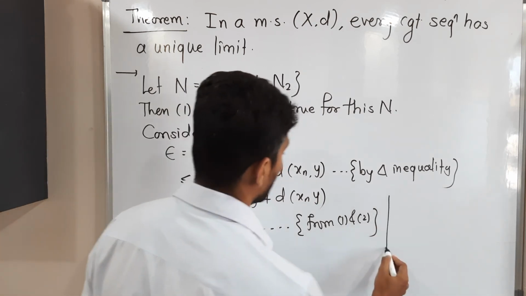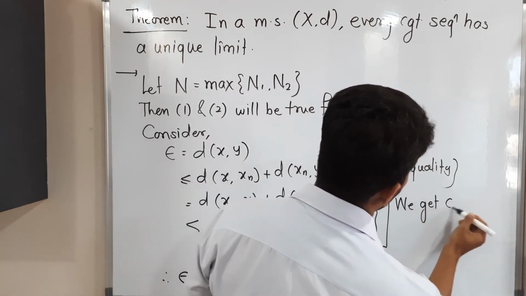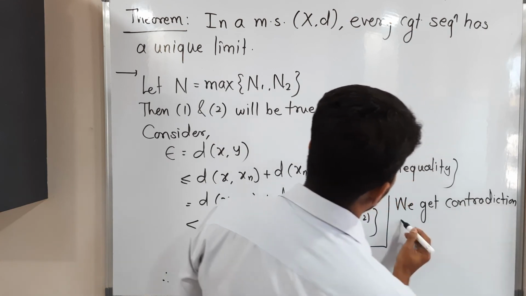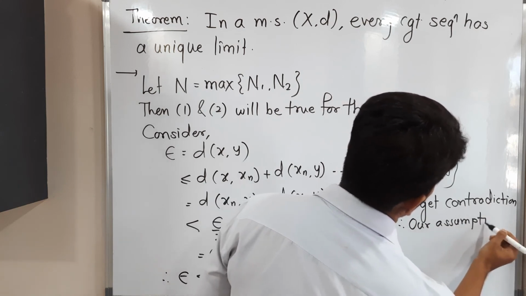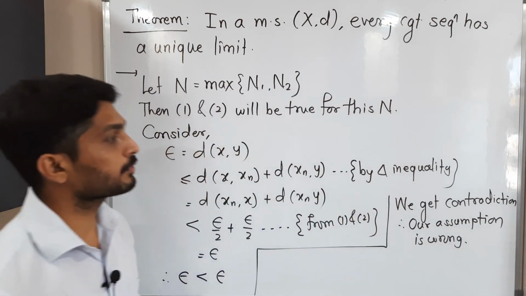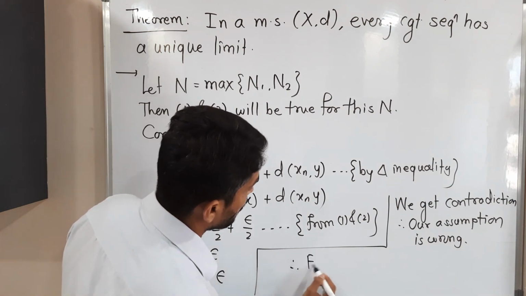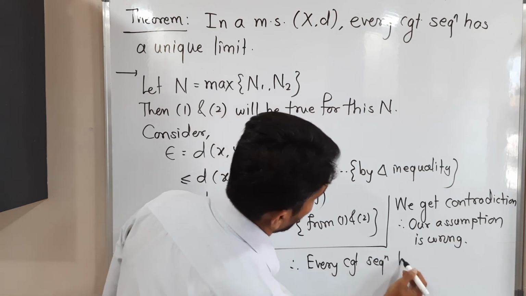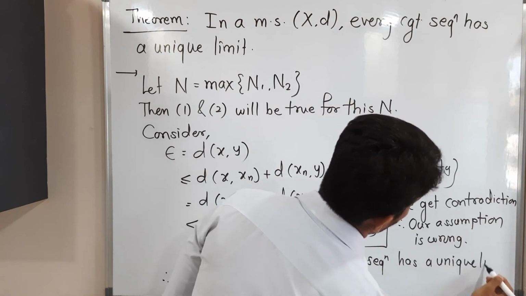We get a contradiction. So therefore the assumption is wrong. Therefore our assumption is wrong. Therefore every convergent sequence has a unique limit. A very important result we proved here.